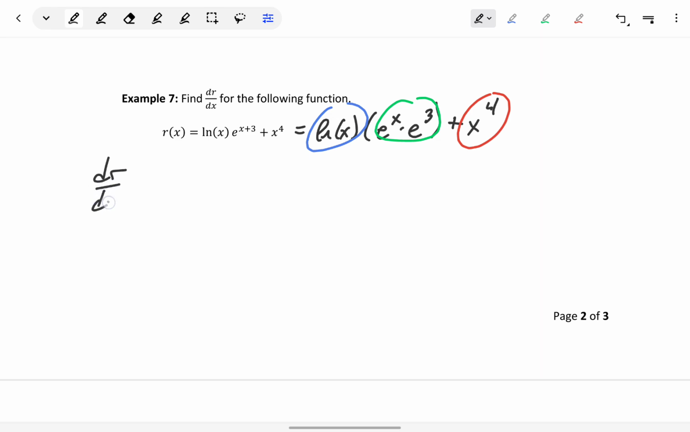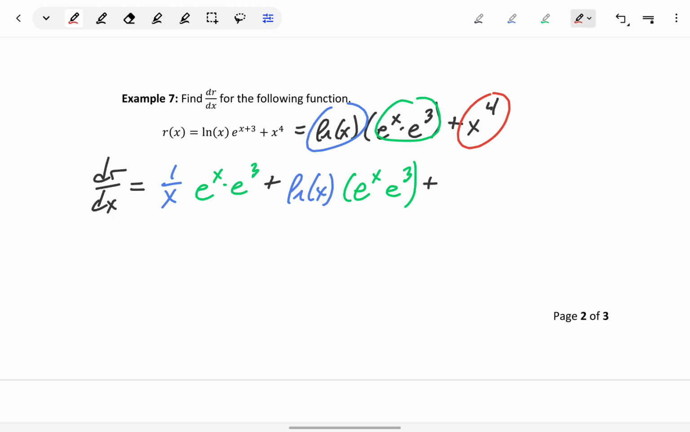So when we find dr over dx, we'll take the derivative of the natural log of x, which will give us 1 over x, times e to the x times e cubed, plus the natural log of x times the derivative of e to the x, which is just e to the x, and e cubed is just a constant, so the derivative doesn't affect that at all, plus the derivative of x to the 4th, which would be 4x cubed.